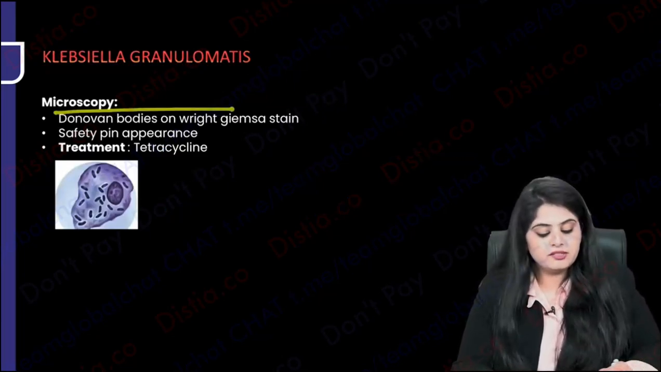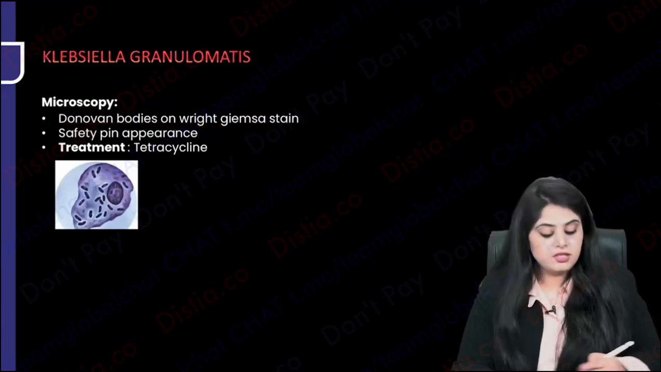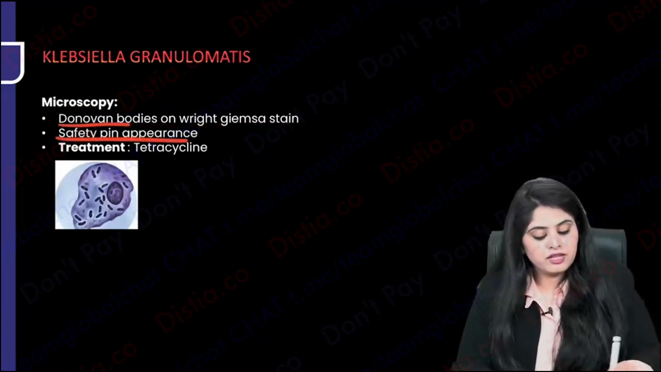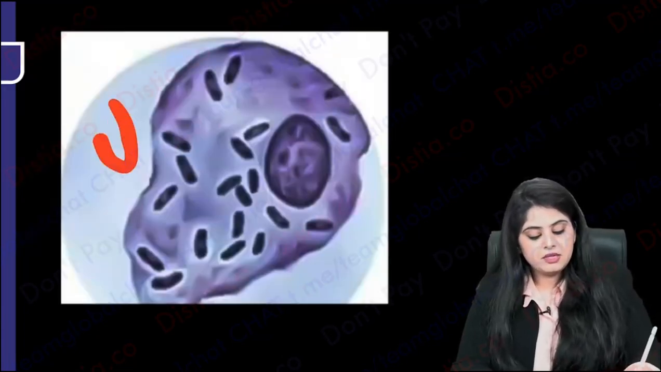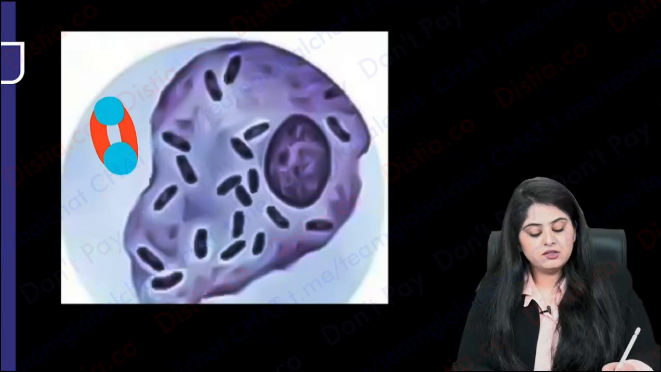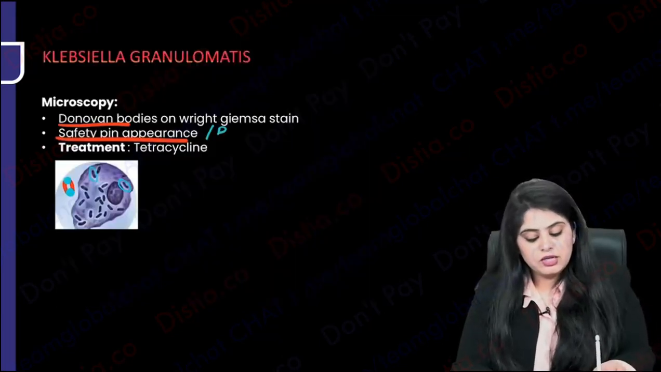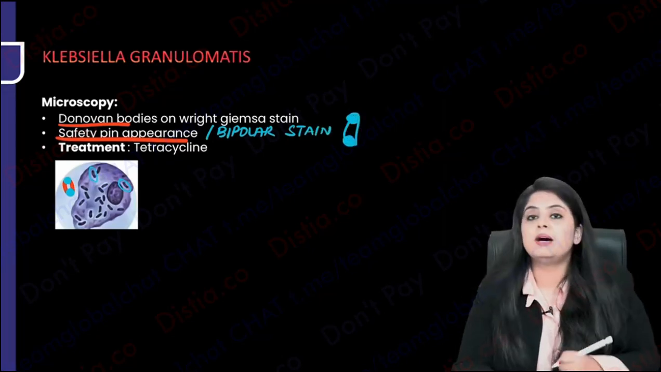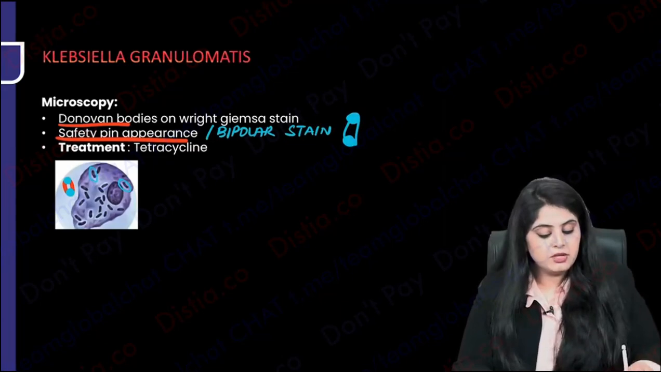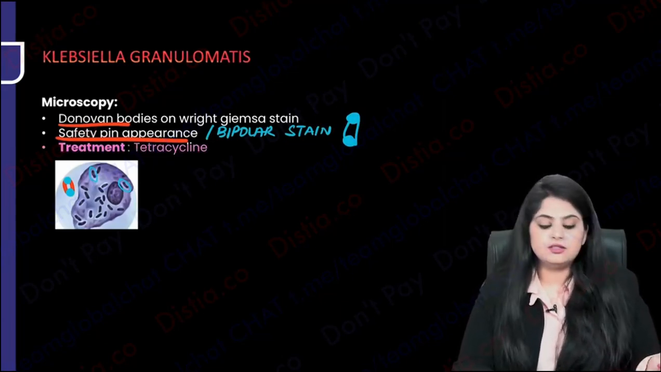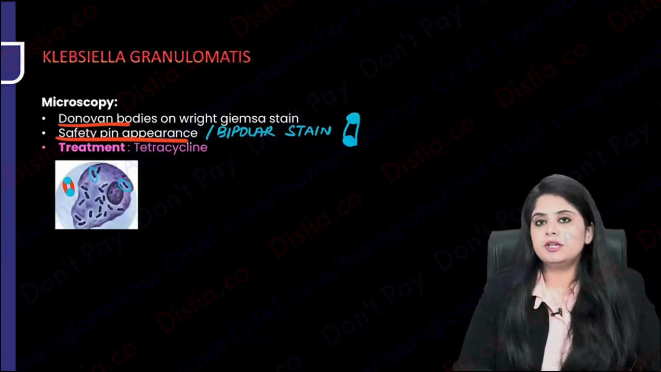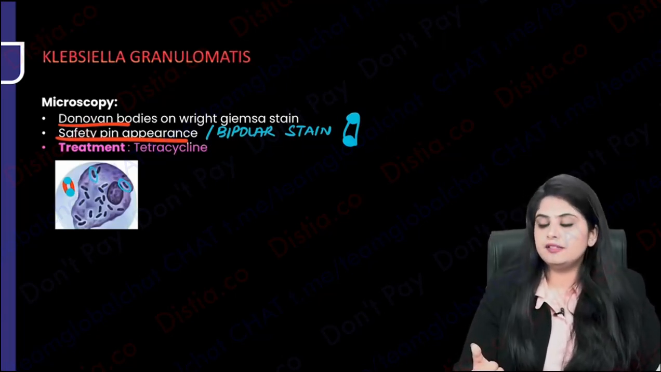I told you what this disease is known as: donovanosis. So what are the bodies that you see? On a right Giemsa stain, you see the Donovan bodies. Donovan bodies have a very, very famous safety pin appearance. They'll have a staining over here on this pole and a staining over here on this pole. So they will look like a safety pin, which is also known as bipolar staining, because it has taken up a stain on the two poles. See, here there is staining, here there is staining. Bipolar safety pin. The treatment of this is going to be tetracycline. Many books have written it under miscellaneous, so I thought I'll quickly revise with you.